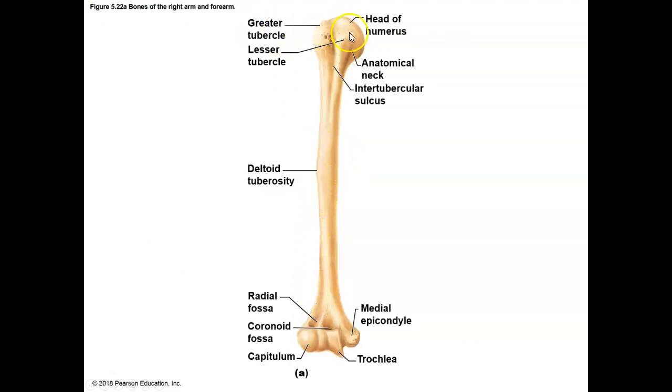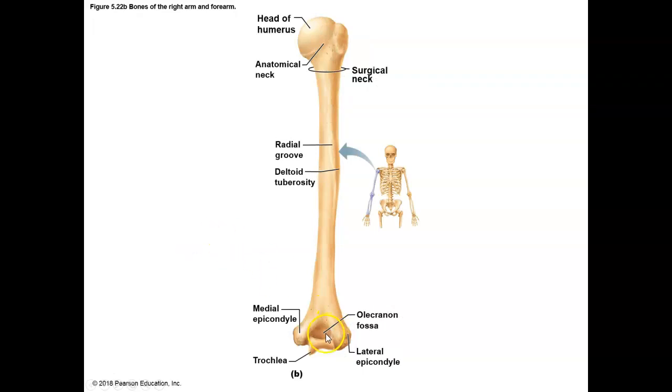So here is that humerus. Here's the head. We have greater and lesser tubercles on the humerus. And then this is the shaft of the humerus. Down here we have a capitulum and a trochlea. And then if we turn it around, you can see the olecranon fossa. So this is where your olecranon, your elbow, that's where the olecranon process actually sits.